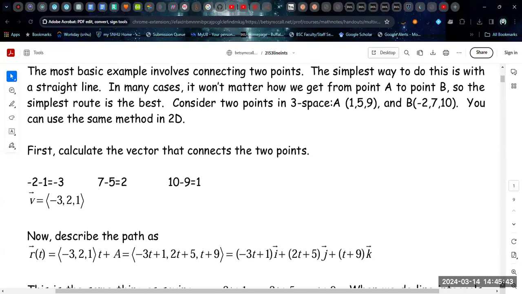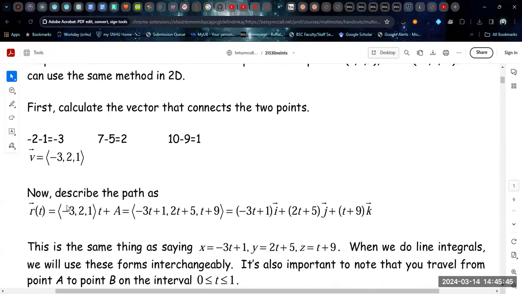Now the path itself then will be that vector that we just found times t plus our starting point. Our starting point is the point A. And the advantage of this sequence is that when you start at t equals 0, you're on point A. And when you stop at t equals 1, you're at point B.